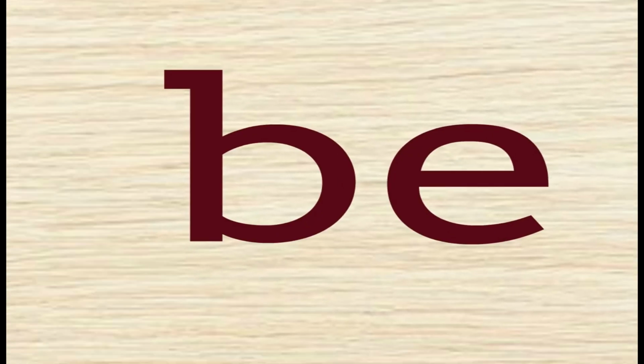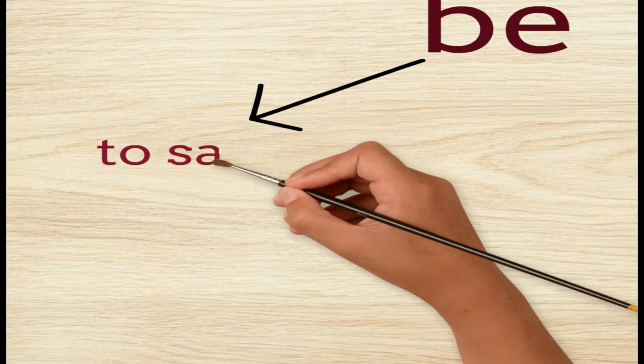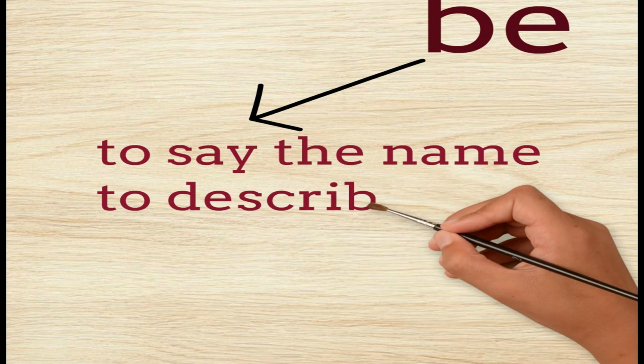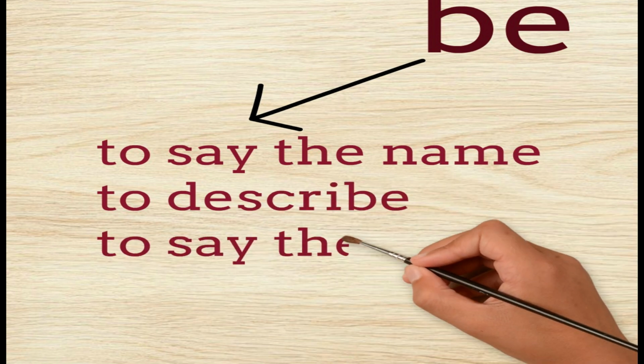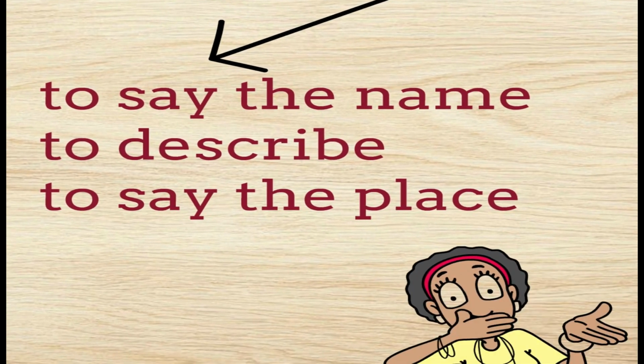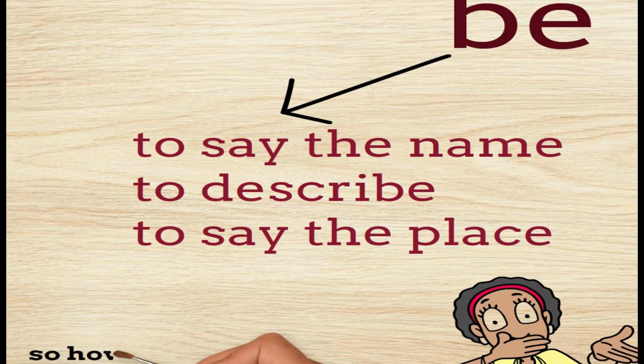Here we can use verb to be. Verb to be is used in order to say the names, to describe, or to say the place. But how can I form a sentence using verb to be?